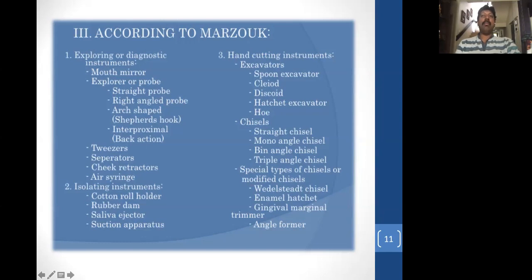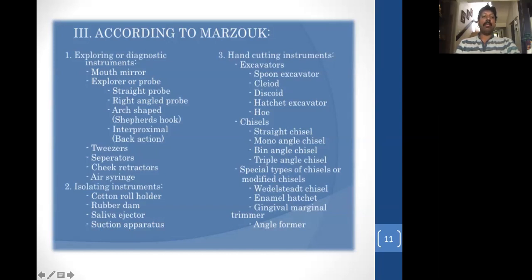It's a simple thing, like how a patient comes. Like I told you, when the patient comes to your clinic, when the patient enters your operatory, first you check, exploring or diagnostic. How do you check? Using a mouth mirror, using an explorer or probe. These explorers and probes are straight probe, right angle probe, R-shaped probe, interproximal. Okay. Then you have tweezers, so you put a cotton or you check it, you rub it, you clean it. Okay. You have separators. You have a cheek retractor. You have an air syringe.